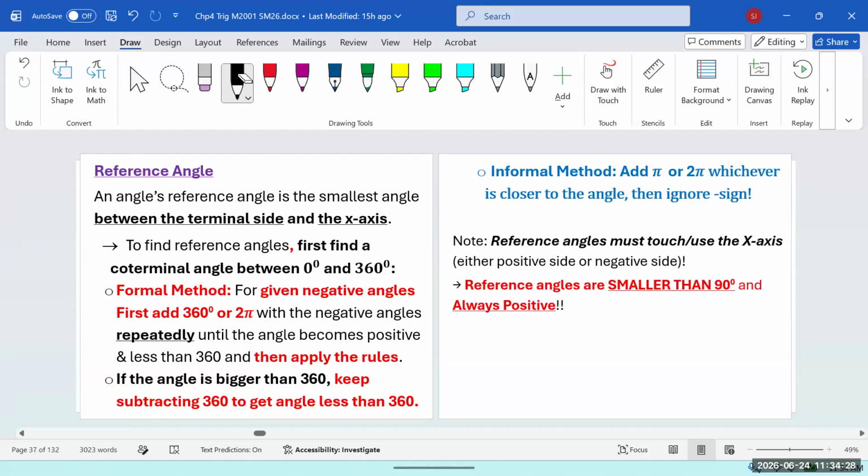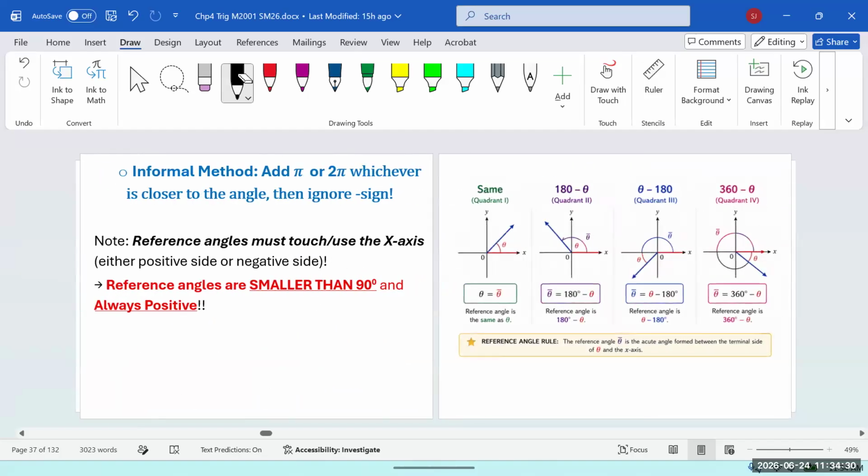It's based on your quadrant. So if you have anything in the first quadrant, that is the reference angle. It doesn't change. If you have anything in the second quadrant, you have to subtract your angle from 180 or pi, because here we have 180 degrees, which is equivalent to pi.